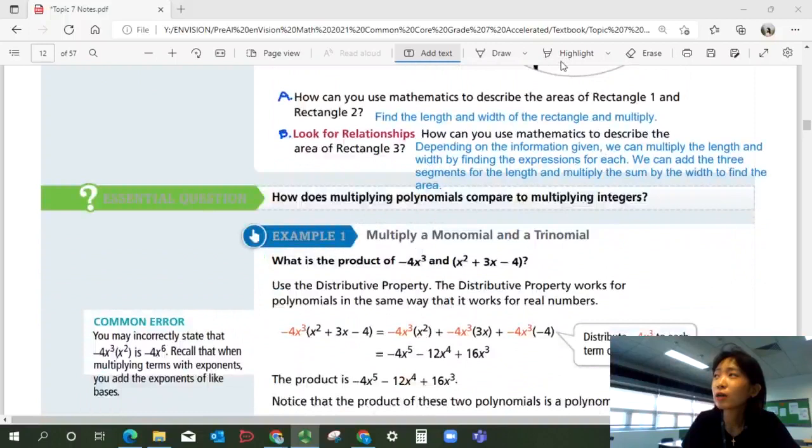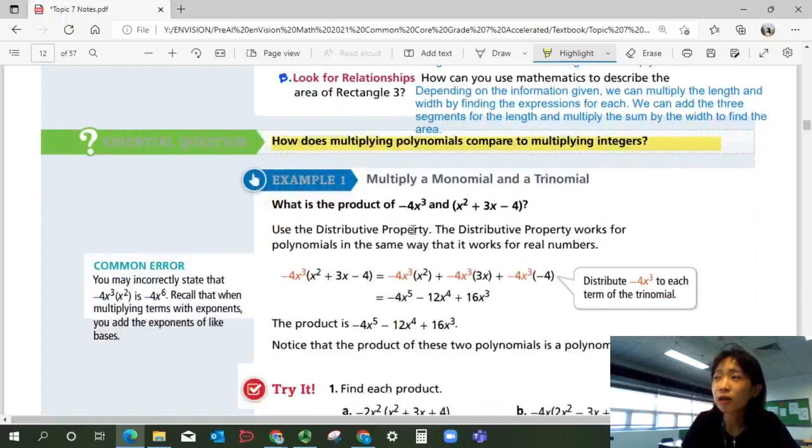Okay, so let's think about how multiplying polynomials will compare to multiplying integers, and how are they different? They're obviously going to be different. It looks different, but it will be basically similar. Let's look at example 1. Multiply a monomial and a trinomial. What is the product of negative 4x cubed and x squared plus 3x minus 4? So if you have one monomial times a trinomial, then you can just use the distributive property.